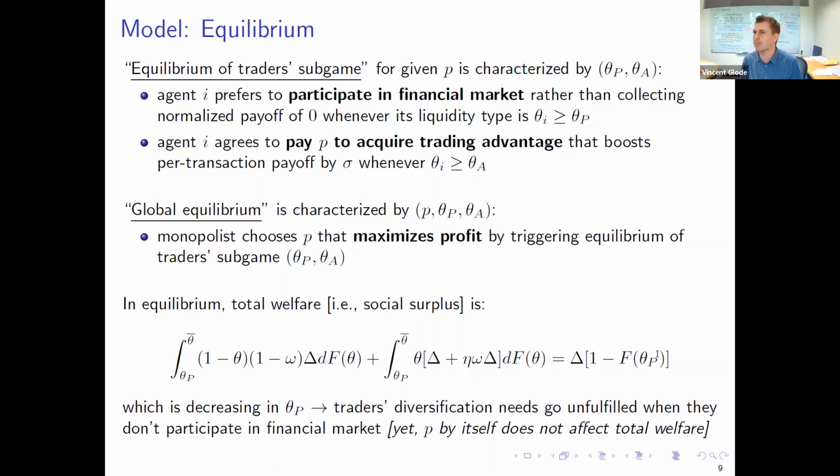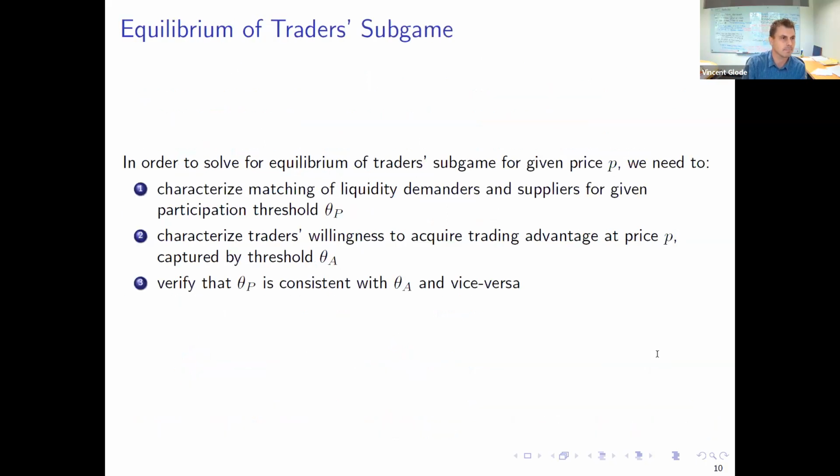So we'd like more participation here. Now, remember, in our model, the price P that the monopolist sets does not affect the social surplus in terms of the transfer from traders to the monopolist. The only thing that matters is that by setting this price P, the monopolist can trigger non-participation, which then lowers the social surplus. So that's what we're going to try to keep track of.